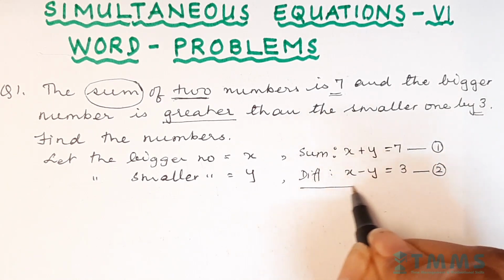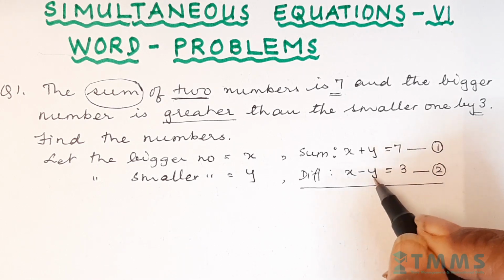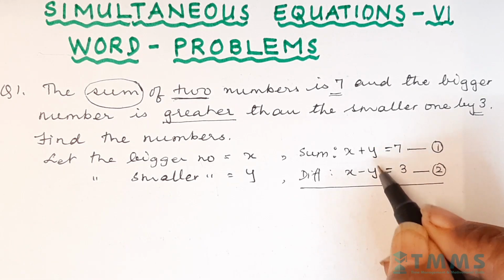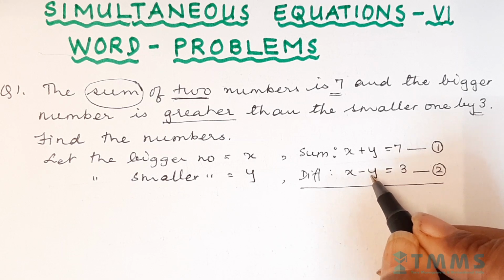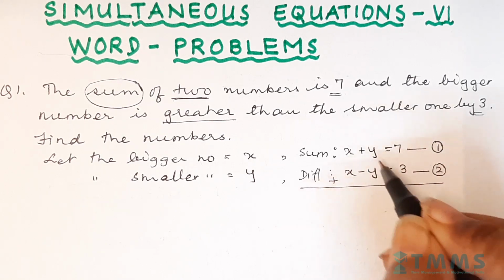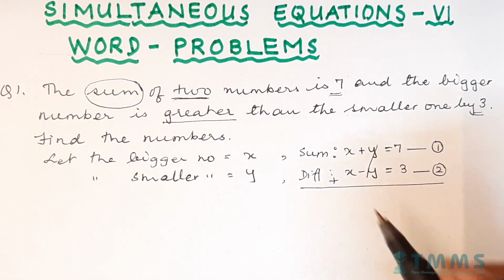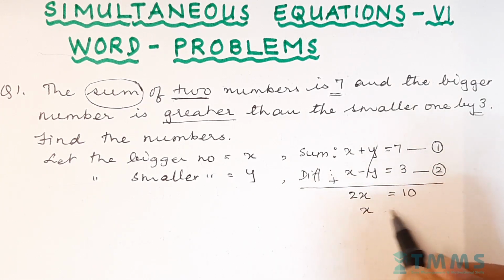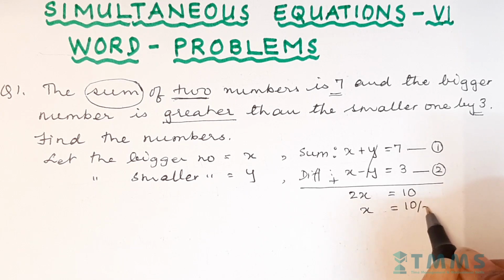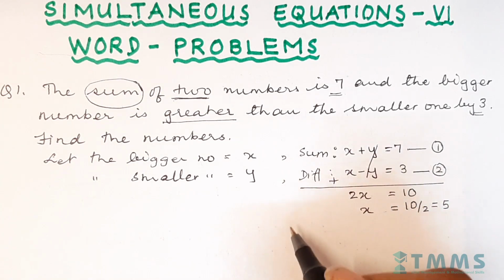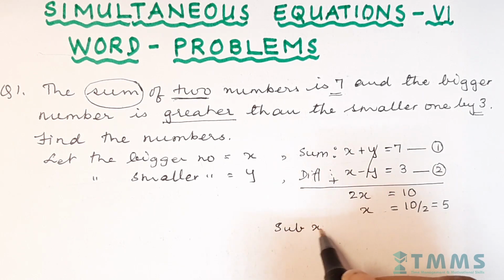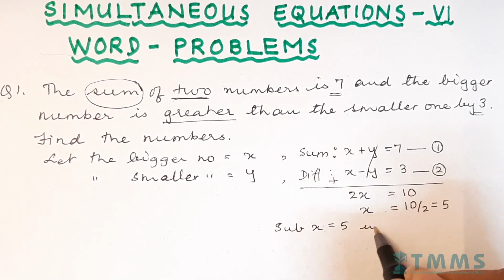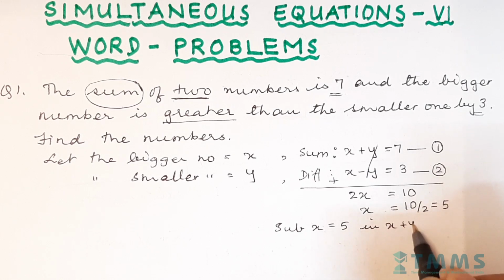Now once you have these equations, it's faster here to eliminate y because one is plus, one is minus. So if you add the two equations, y and y get cancelled, and that will have 2x equal to 10. And so x will be equal to 10 upon 2, which is equal to 5. Then we will substitute x equal to 5 in x plus y equal to 7.